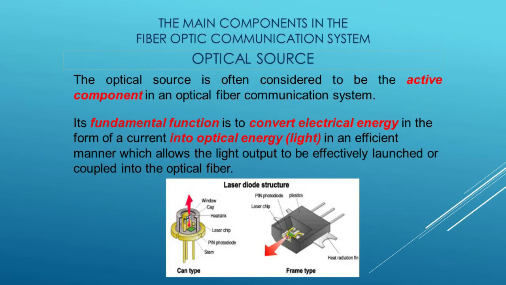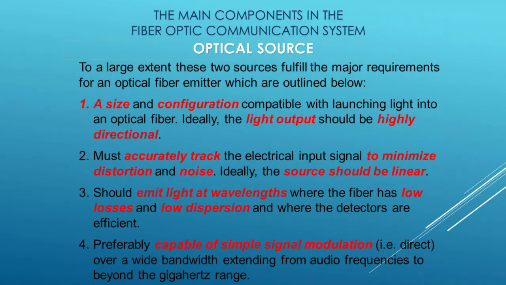The optical source is often considered to be the active component in an optical fiber communication system. Its fundamental function is to convert electrical energy in the form of a current into optical energy, light, in an efficient manner which allows the light output to be effectively launched or coupled into the optical fiber. To a large extent, these two sources fulfill the major requirements for an optical fiber emitter, which are outlined below.